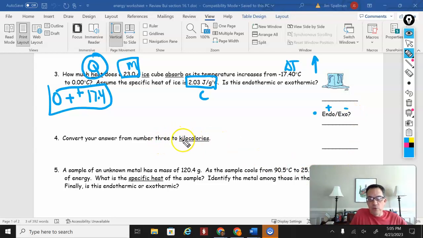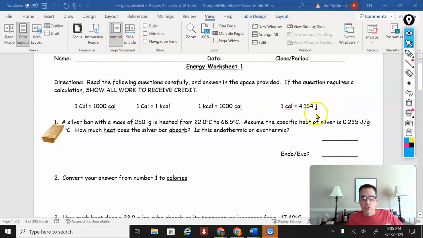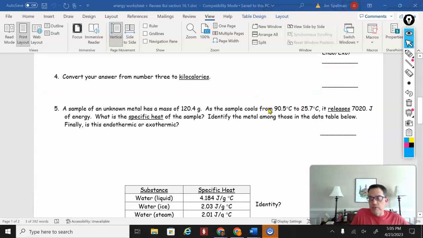If you're converting to kilocalories, we scroll back up to the top. We've got answers in joules, but we can't go directly from joules to kilocalories. So we can go from joules to calories, and we can go from calories to kilocalories. So it's going to be a two-step conversion in order to set that up. Again, should not be super difficult, kind of like all the stoichiometry we've done.